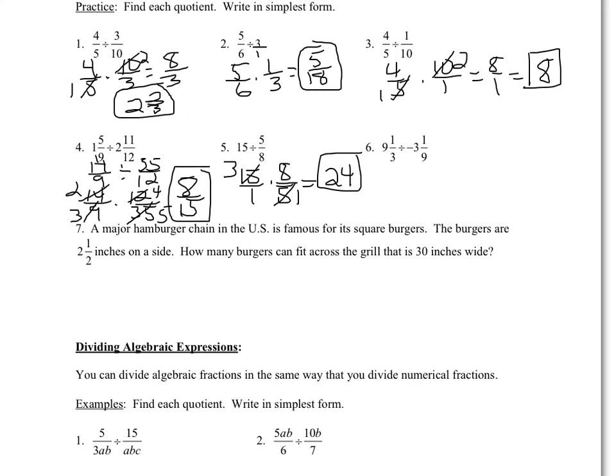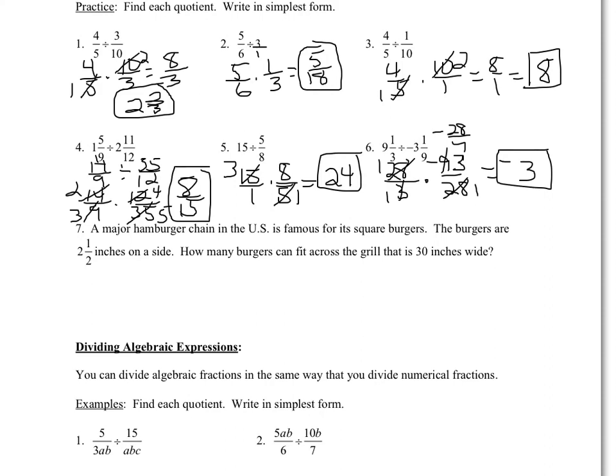Number 6, 9 1/3 would be 28/3. And then 3 1/9 would be a negative 28/9. So the reciprocal, we'd have 9/28, and again, that's negative. Now, the 28s cross cancel, both divided by 28 to get 1. 3 divided by 3 is 1. 9 divided by 3 is 3. So we basically get an answer of 3, and since the signs are different, it's going to be negative. So our final answer is negative 3.